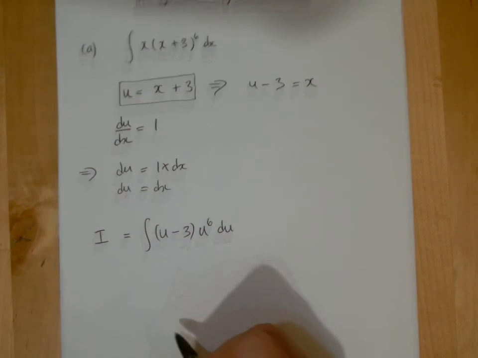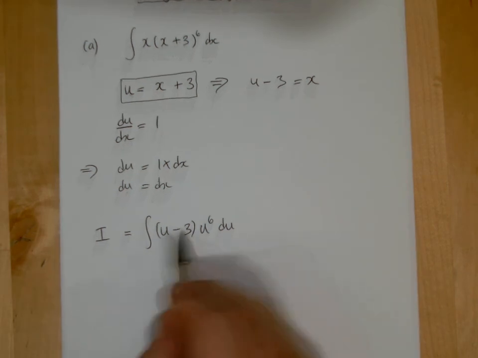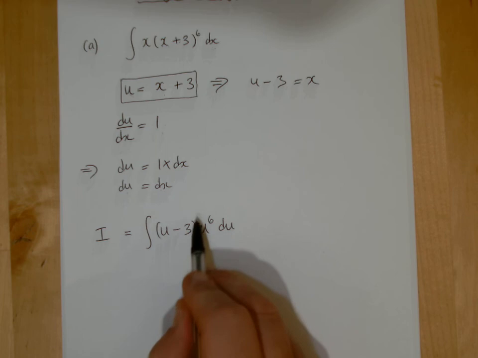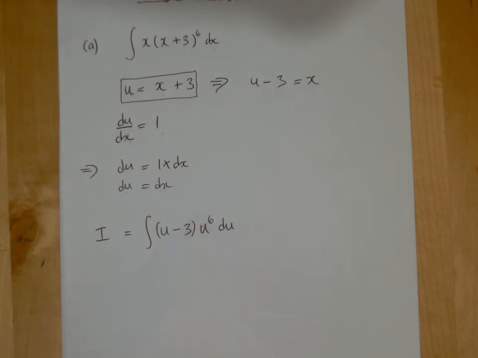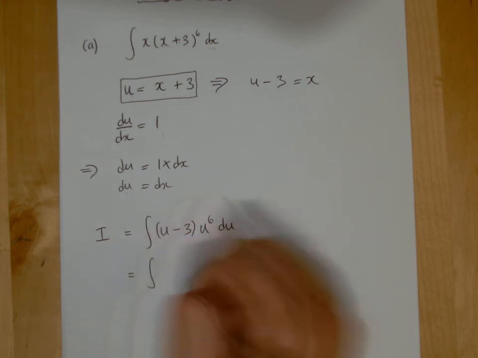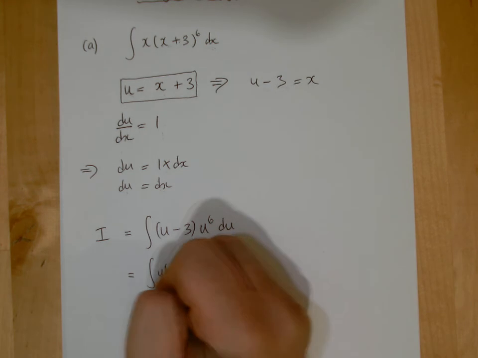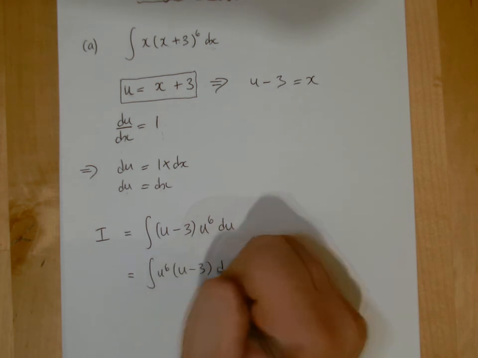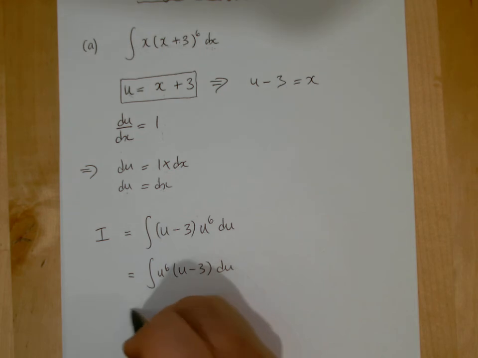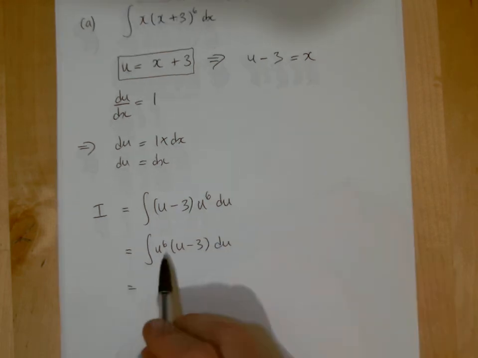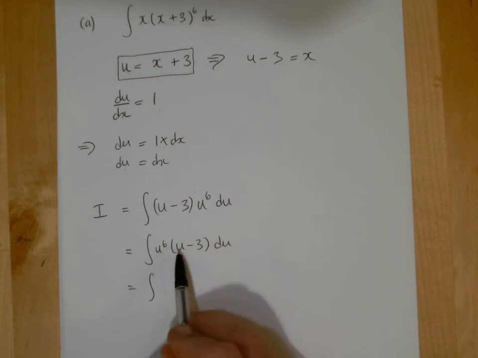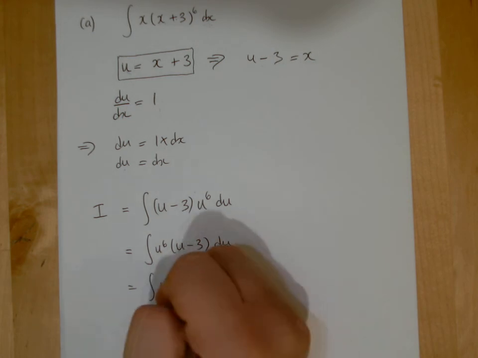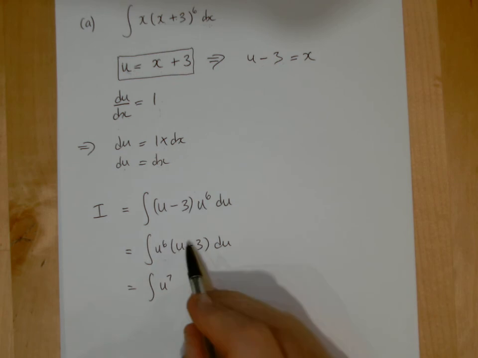Now what's nice and straightforward about this is that I've still got a bracket, but it isn't to a power anymore. The power doesn't belong to the bracket. It's just a bracket to the power 1. And what you might find helpful is to put u to the power 6 right at the front. Then one thing you can do now is expand this. So you get u to the power 6 times u, which is u to the power 7, because that's like power 1.